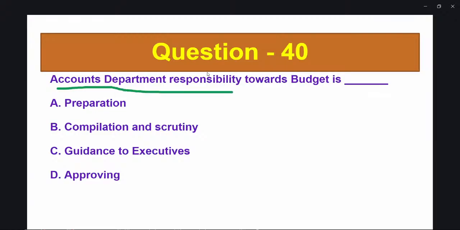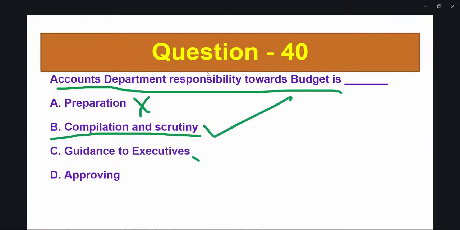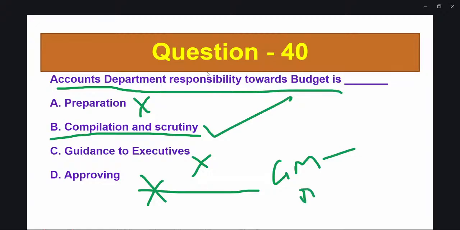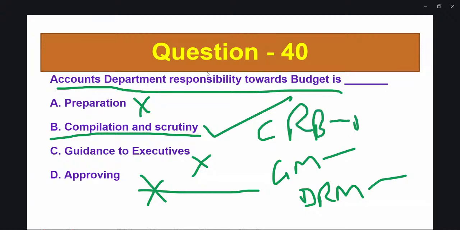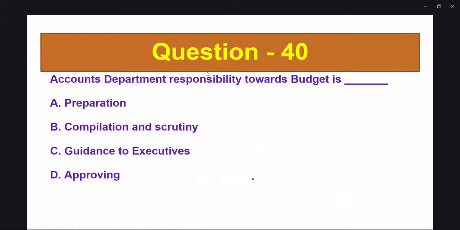What is the accounts department's responsibility? Already we discussed it. Please attempt once again. Yes, it is only compilation and scrutiny, not preparation, not guidance, not approving. Approving is the GM at the zonal level, DRM at the divisional level, and CRB at the Railway Board level. The budget officer is at these levels, not accounts. Accounts' role is only consolidating, compiling and scrutiny, before submission to the GM. Okay.